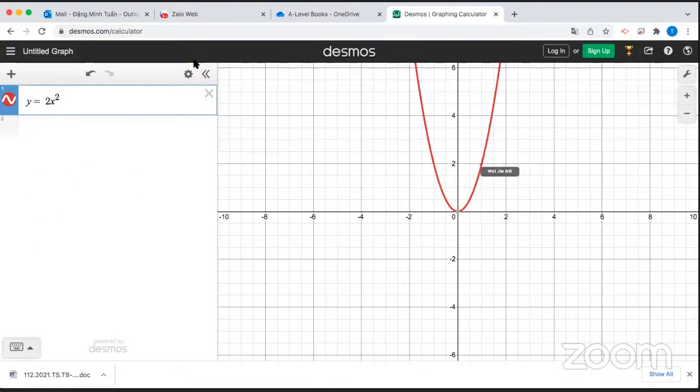That means when x is 1, the point here is 2. So the factor is 2. If it's 3, 1 and 3 are the same one. 3 is here. Look at this. You got it. So that's easy to find out, right?